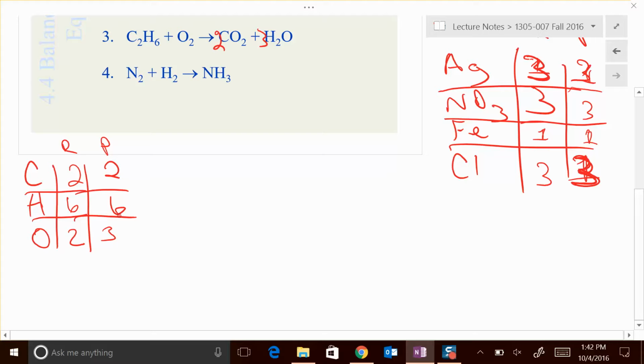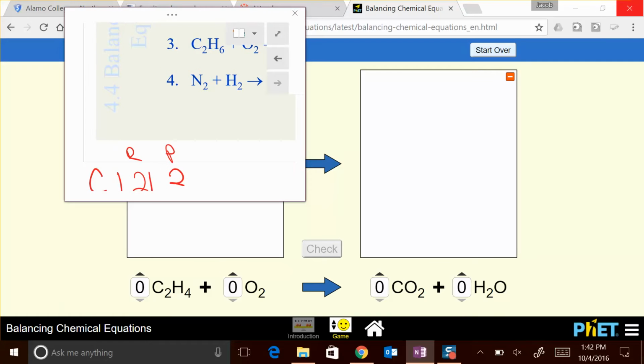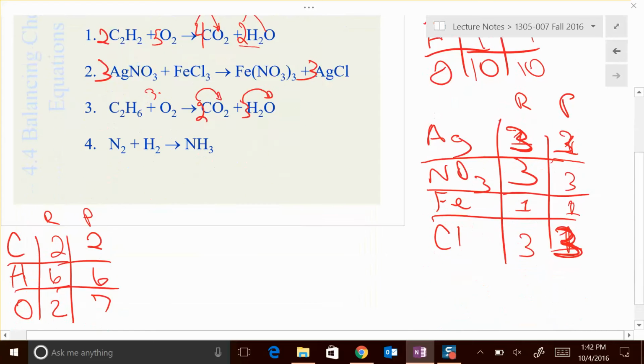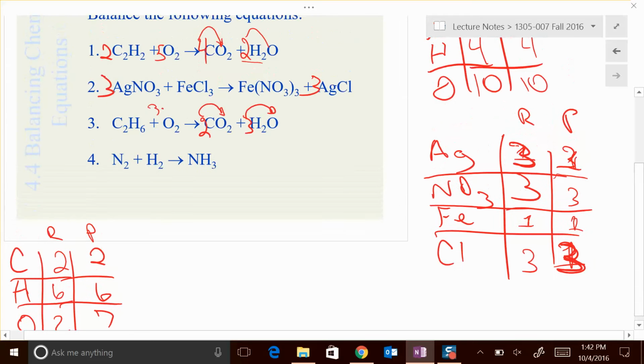Okay. Now I count my number of oxygens. I have 2 times 2 is 4, plus 3 more. 4 plus 3, 7. I want to get 7 oxygens on the other side. What's my coefficient? 3.5. Yikes. 3.5 is my coefficient. Okay, now what do I do?